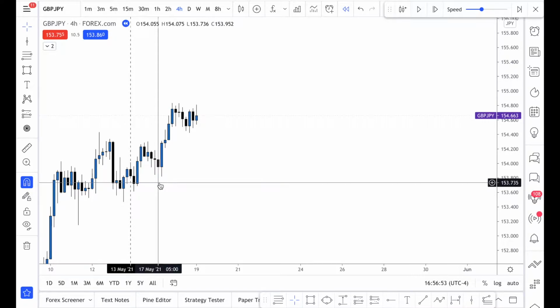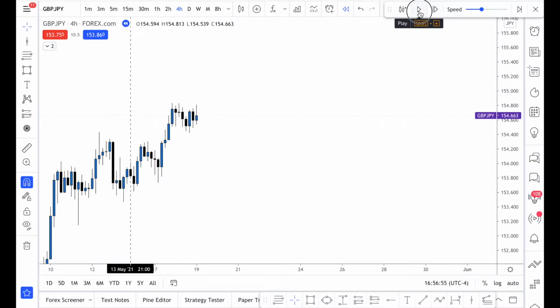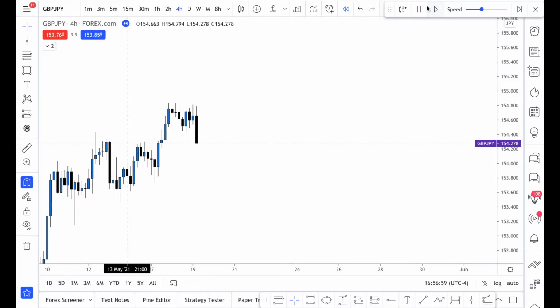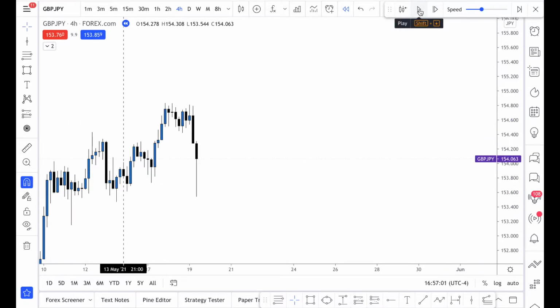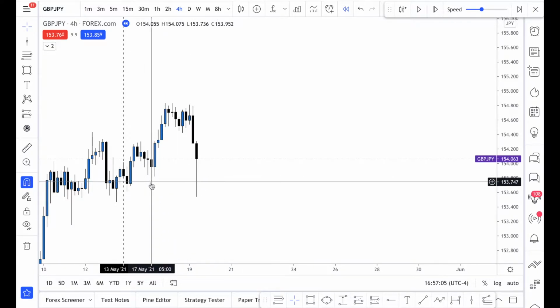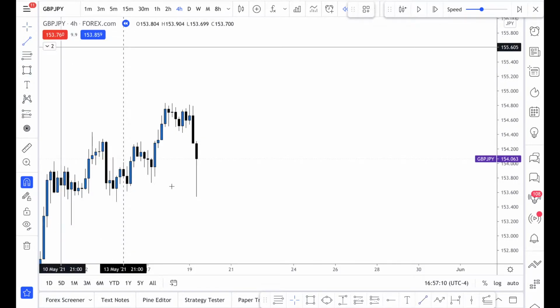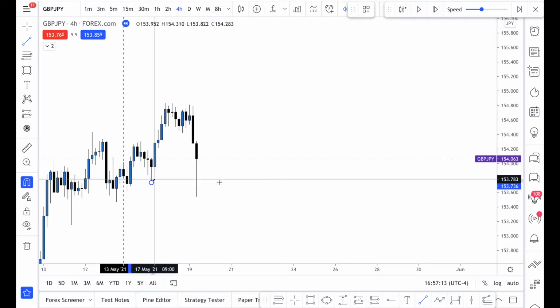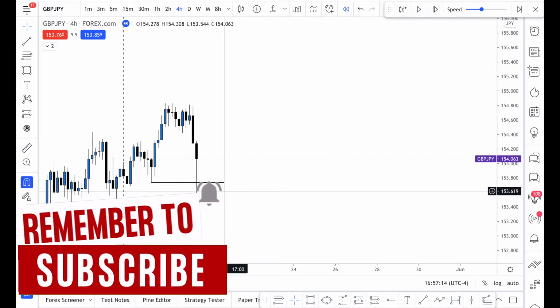So my eyes go here to this current swing low, and so let's play it out. Oh, what do you see there? Okay, so right there I saw that we had a stop hunt. So let's mark that out really quick. So this swing low was taken out.